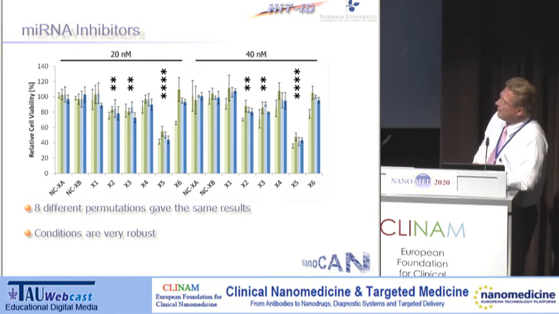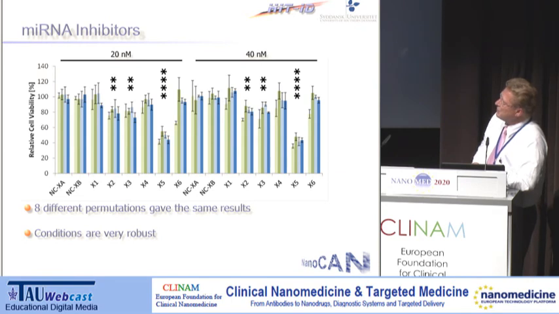We also have libraries available for microRNA inhibitors and microRNA mimics. To this end, we also set the screening up for microRNA inhibitors. So what you see here are 4 different experimental conditions where we varied several parameters in cell seeding and medium composition, and 2 different microRNA inhibitor concentrations.